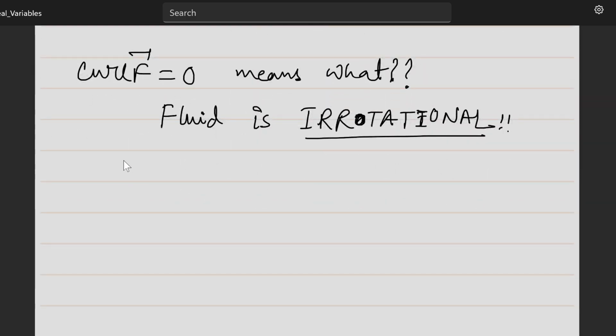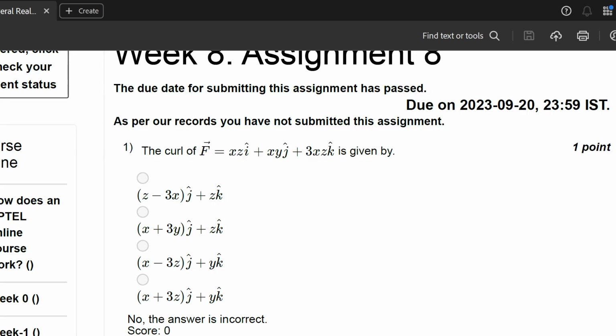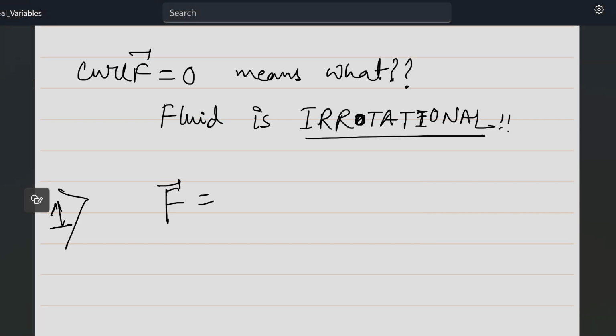So the first question is question number 1. Suppose f is given. Let me see what is given. It is given as xz, xy, and 3xz. Okay. So f is xz, xy, and 3xz. So tell me what is curl of f.